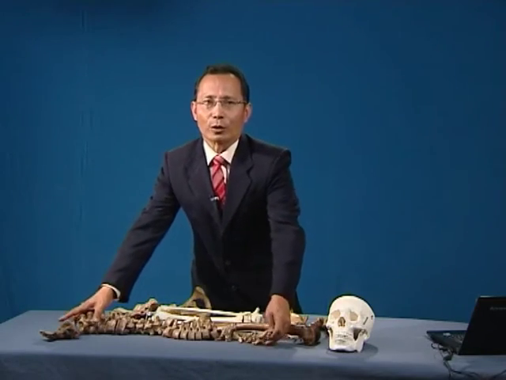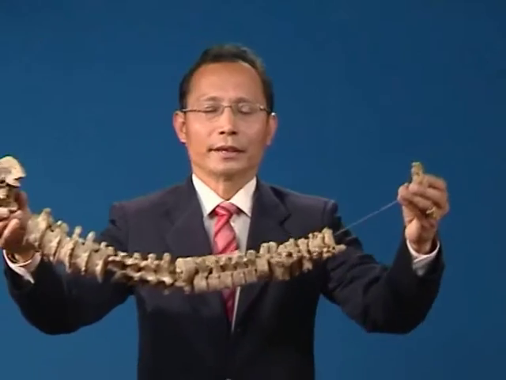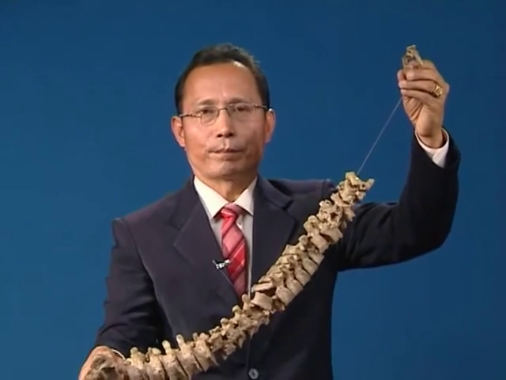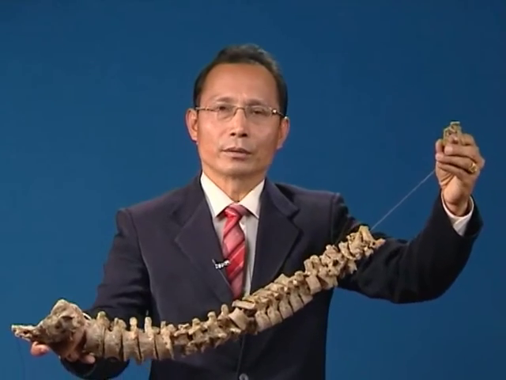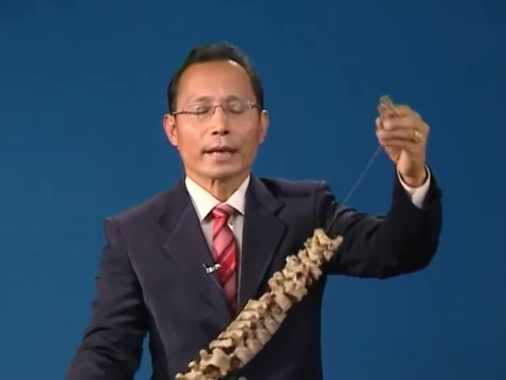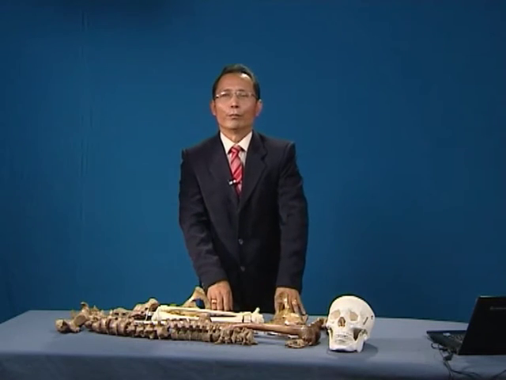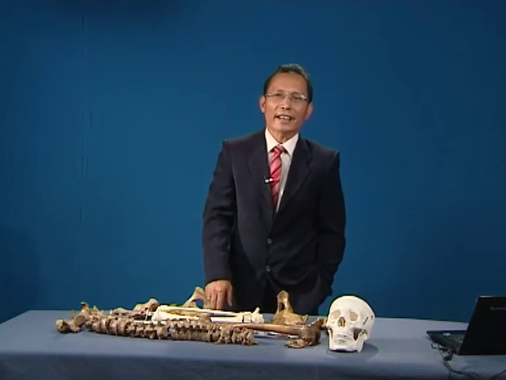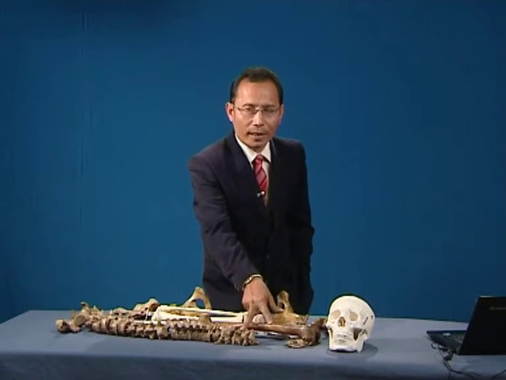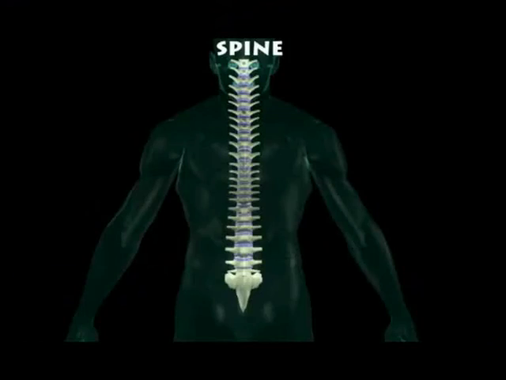Now let us come to the next axial bone, that is the vertebral column. This is the vertebral column, or commonly what we call spine. This vertebral column altogether has 33 bones. Out of these 33 bones, 7 are in the neck region. 7 vertebra are in the neck region, and we call these vertebra cervical vertebra.